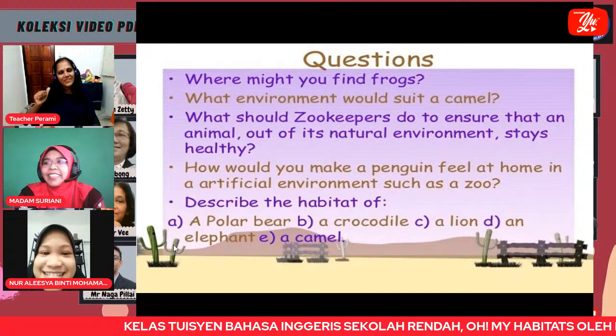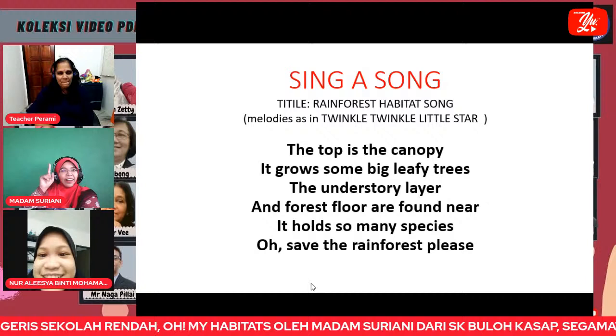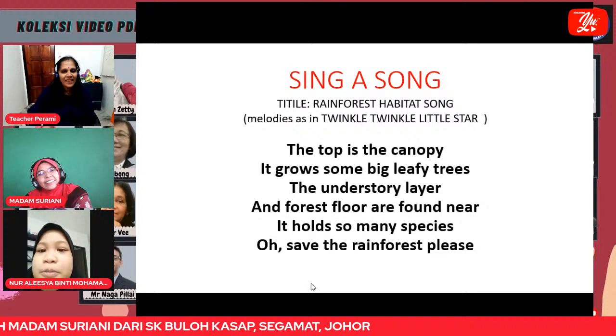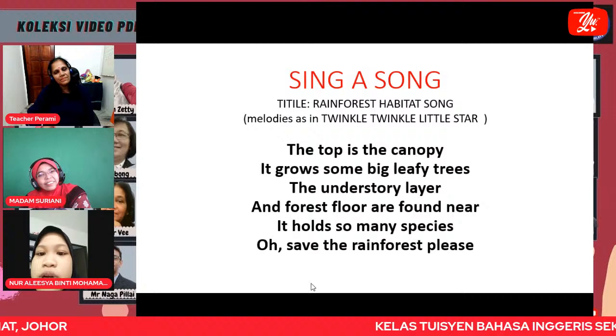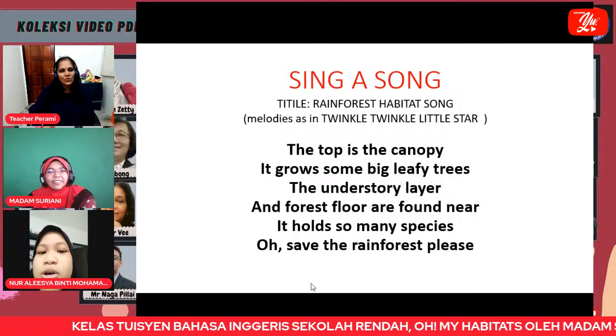The top is the canopy. It grows some big leafy trees. The understory layer and forest floor are found near. It holds so many species. Oh, save the rainforest, please.